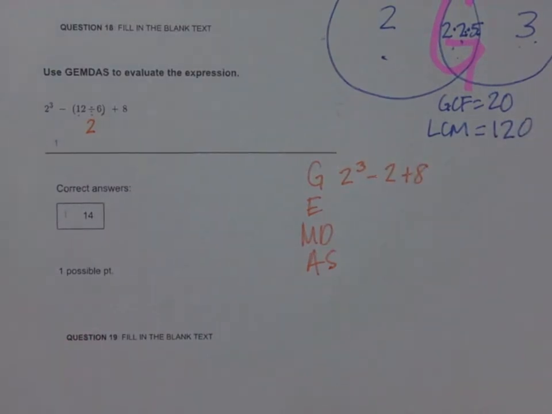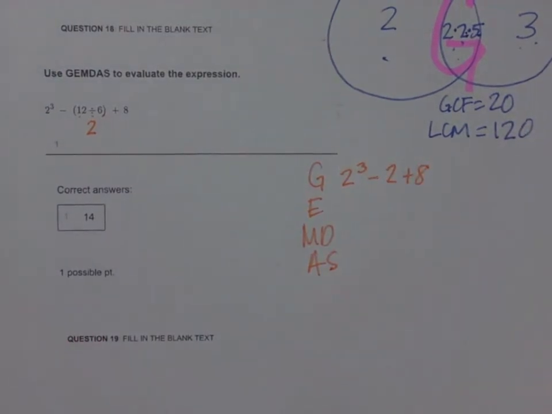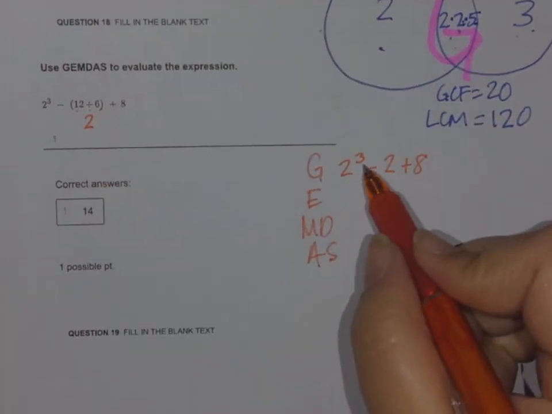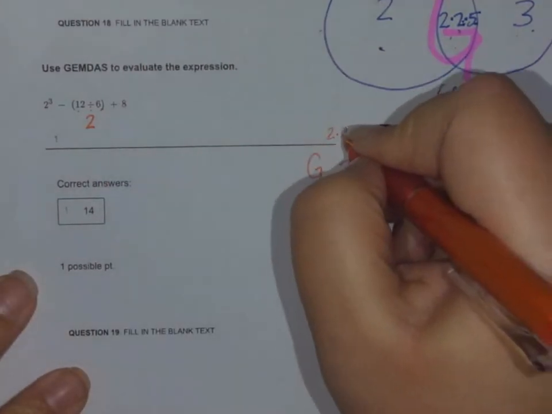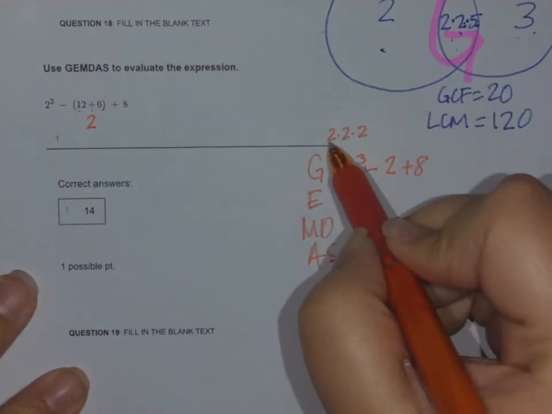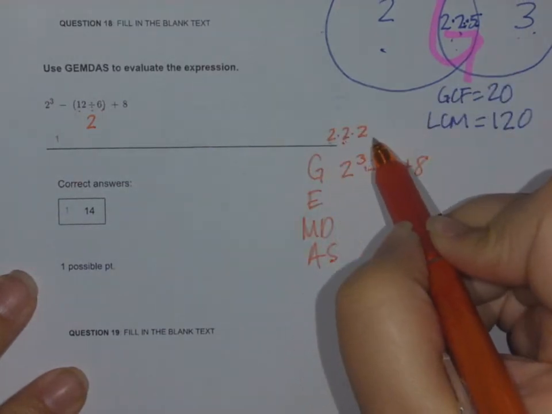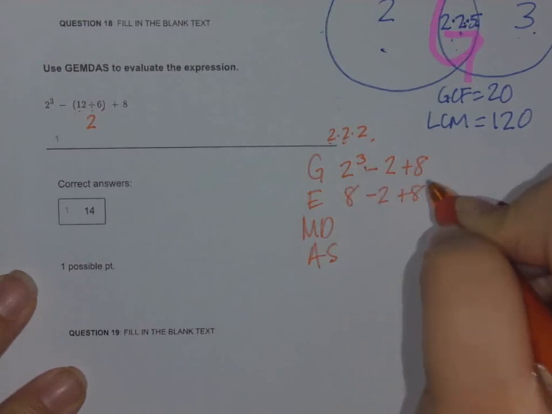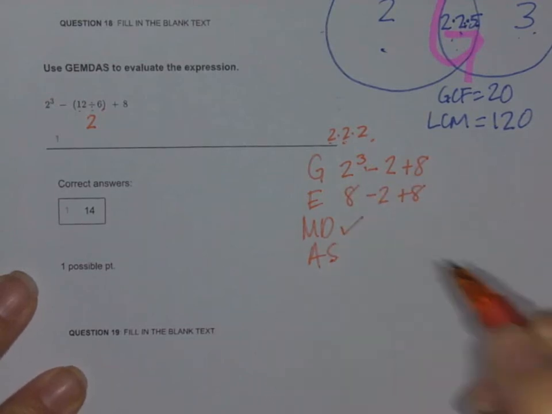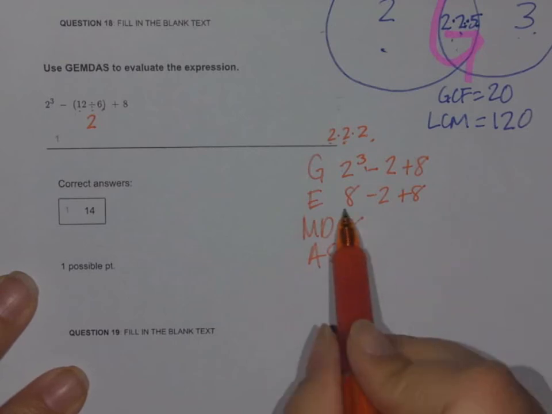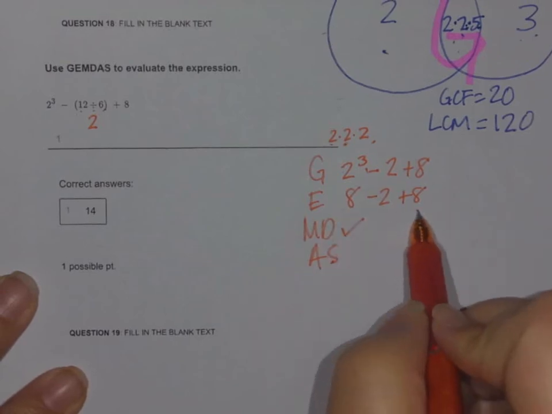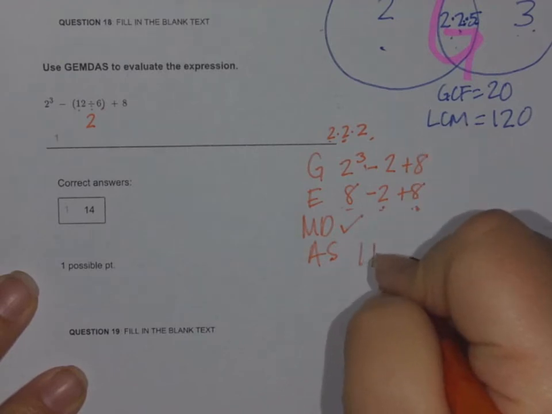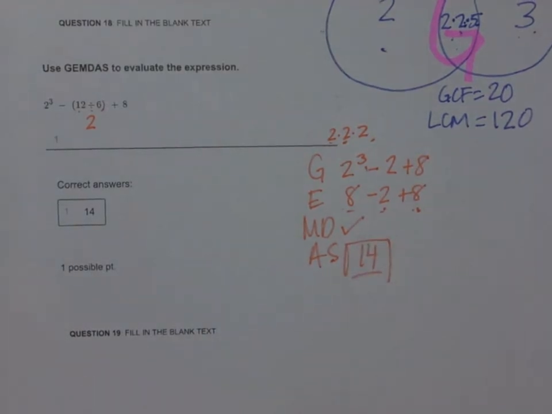Okay. Now, E is for exponent, so I'm going to get rid of this 2 to the third power. Now 2 to the third power means 2 times 2 times 2. So 2 times 2 is 4, and 4 times 2 is 8. So this is going to be 8 minus 2 plus 8. I don't have any more multiplication and division, so I'm going to add and subtract from left to right. 8 minus 2 is 6, and 6 plus 8 is 14. So that is my correct answer.